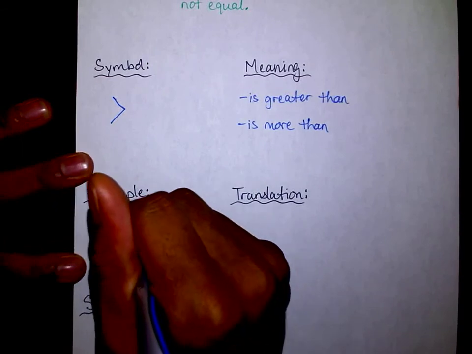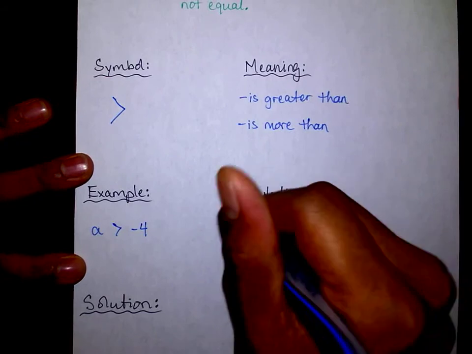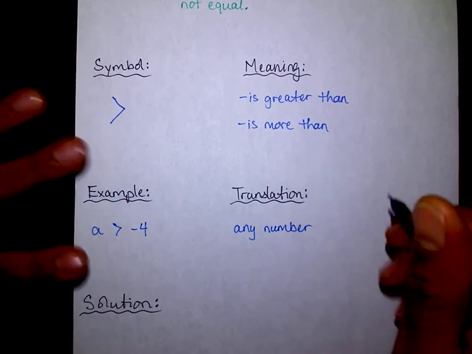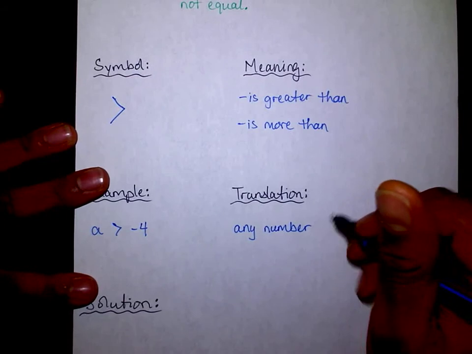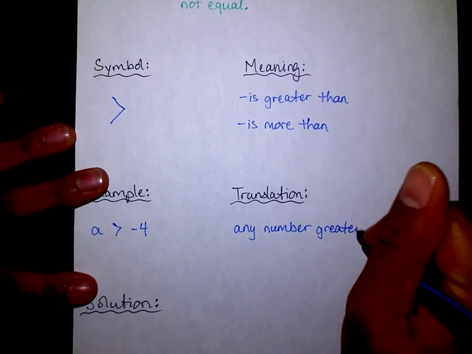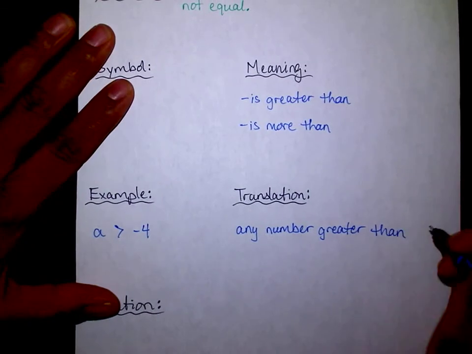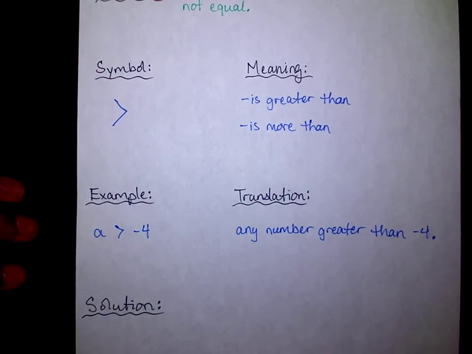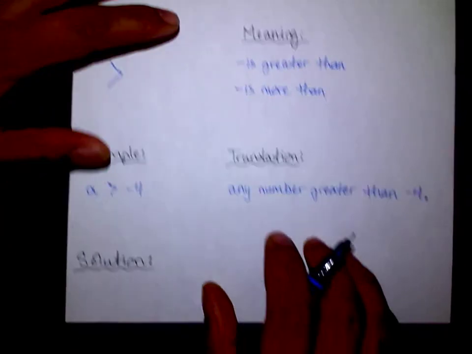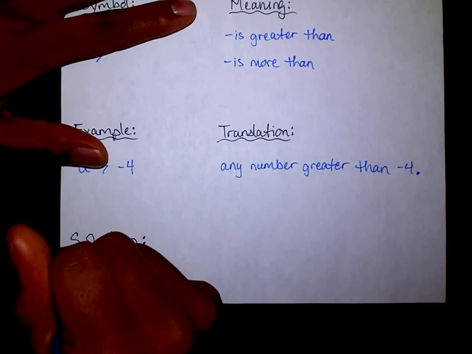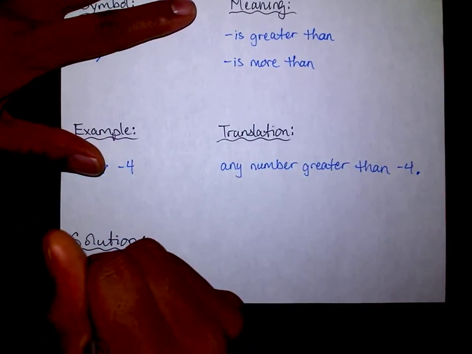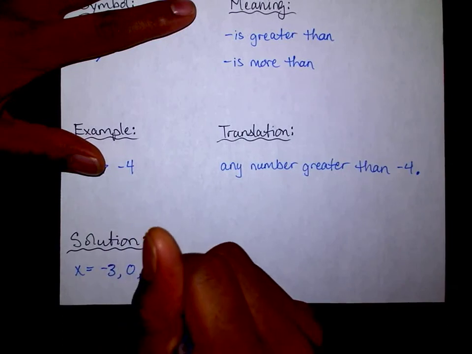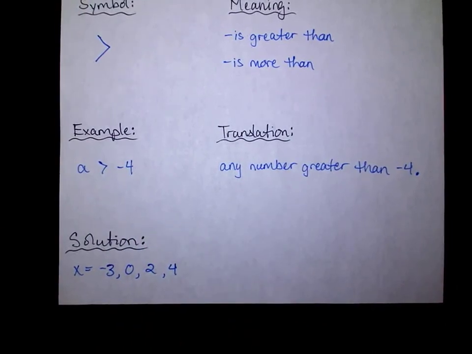A is more than -4. Translation: any number greater than -4. Alright, now the solution for this would be any number that is greater than -4. So immediately I'm thinking -3 and 0, then even a 2, a 4, and so forth.